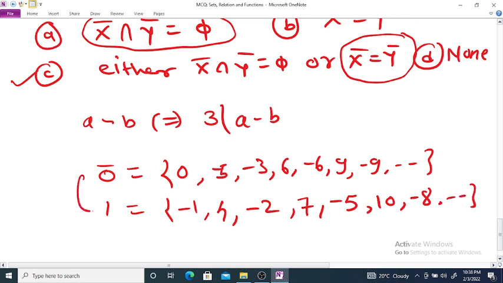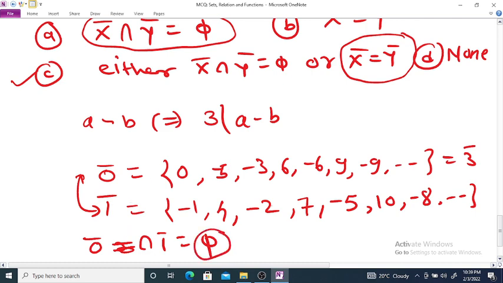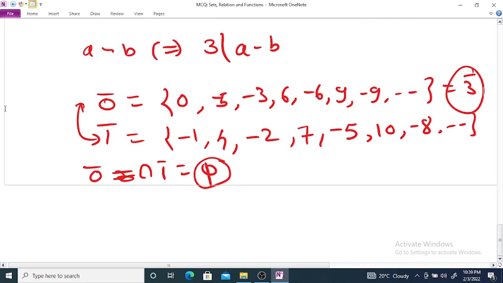So here 0 bar and 1 bar are two distinct equivalence classes, so 0 bar intersection 1 bar is equal to empty set. And if we take 3 bar, it is the same as 0 bar. So if we take any two classes, either their intersection is equal to empty set, or they are equal sets. So the correct option is what? Option number C. Now take the next example.